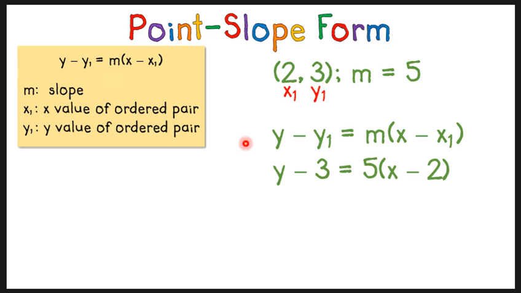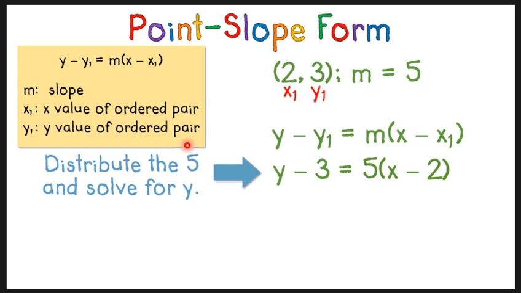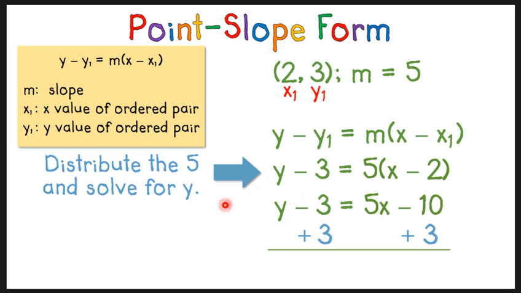When we are working to convert point slope form into slope-intercept form, we need to isolate y. So our first step then is to distribute the 5, and then we can solve for y. So when we distribute 5, we end up with y minus 3 equals 5x minus 10. And then we are continuing to isolate y, so we need to do the inverse operation of subtracting 3. So we would add 3 to both sides, and we get y equals 5x minus 7.